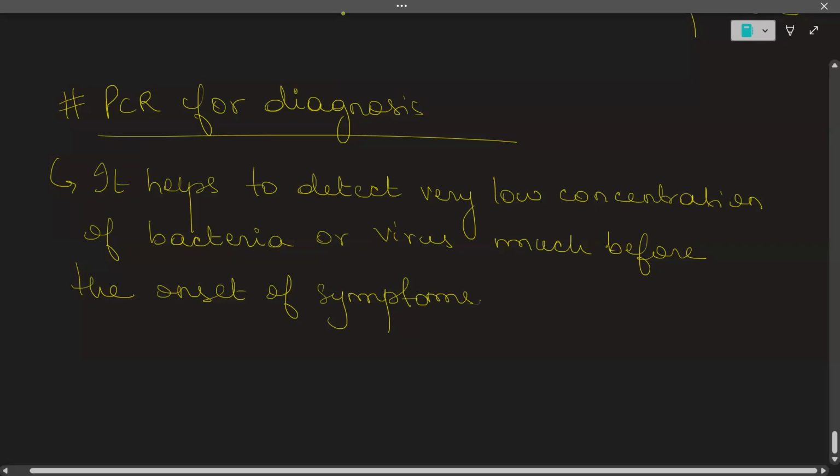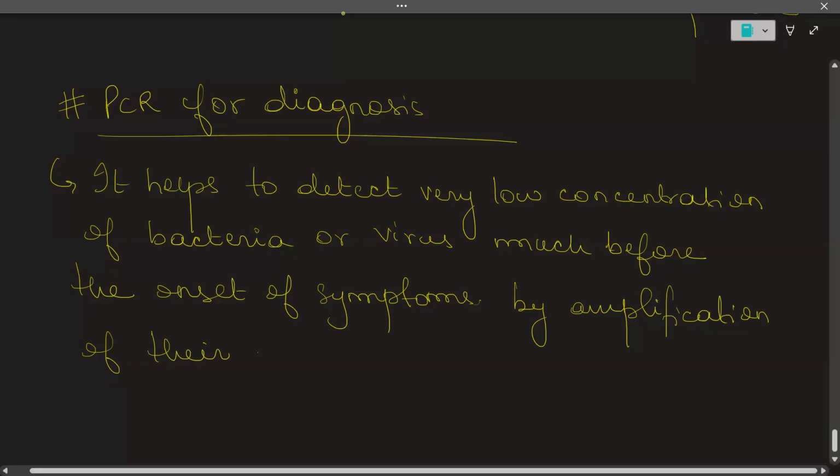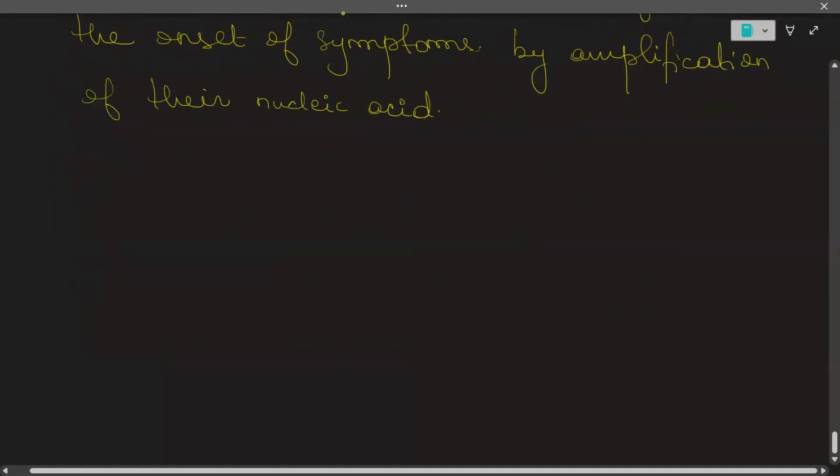And why and how actually? So by amplification of their nucleic acid. We know that during the process of PCR, multiple copies of a DNA can be made. So the bacterial DNA or viral DNA can be made into multiple copies. So if the multiple copies of the bacterial DNA is made, then that will tell us that, okay, the bacterial or viral disease is about to happen.